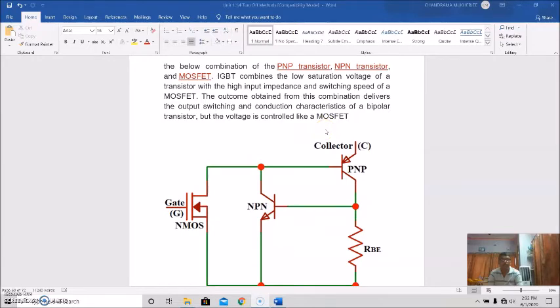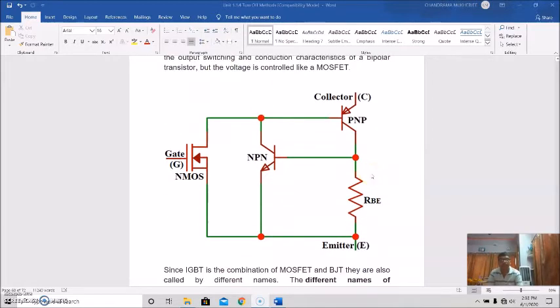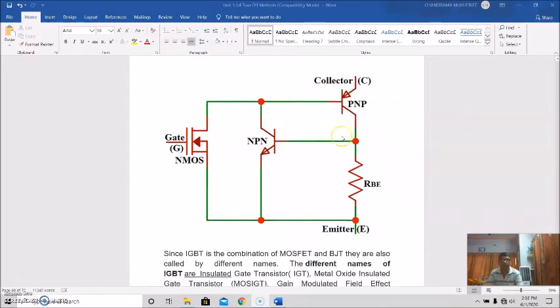Once again, since it is a combination of the two, this combination delivers the output switching and conduction characteristics of a bipolar transistor, and voltage control is like a MOSFET. This is the collector, this is the emitter, and this is the gate of the IGBT.